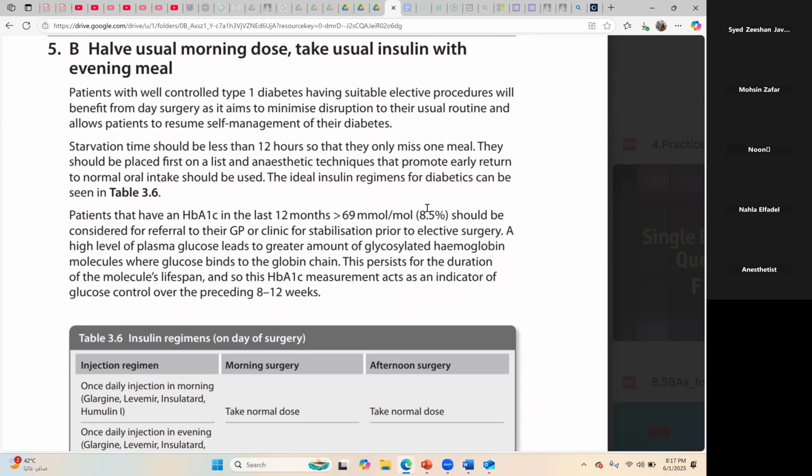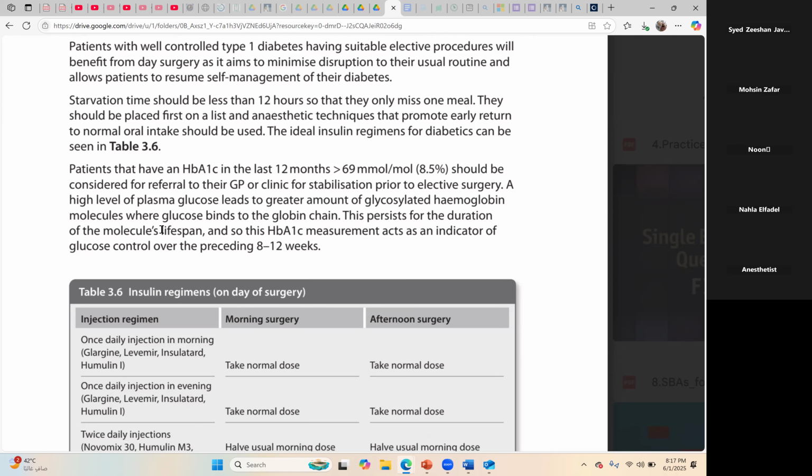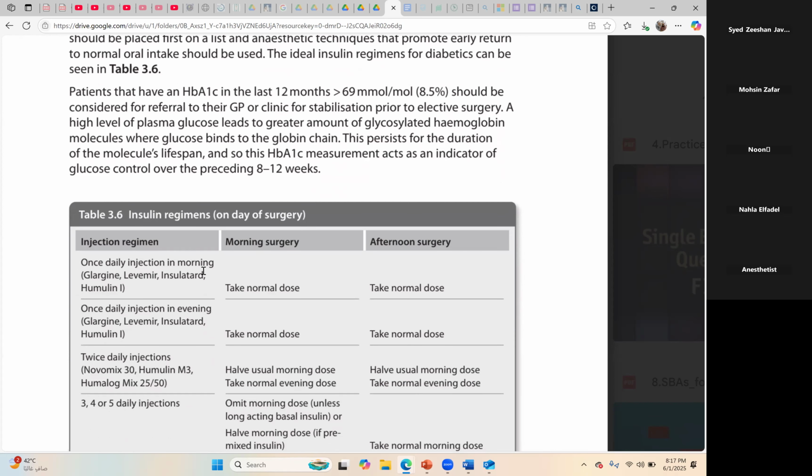The ideal insulin regimen for diabetics: once daily injection in the morning, this is the long-acting dose, take the normal dose. I think this is the long-acting glargine, Levemir, Insulatard and Humulin I, and twice daily injection, this is Novomix, Humulin.